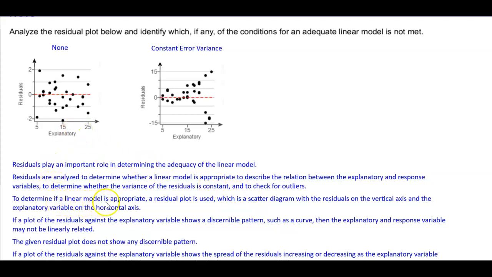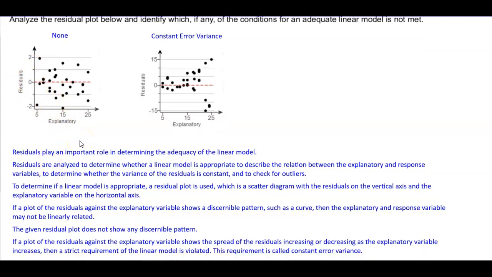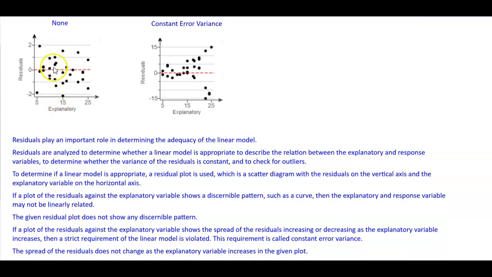To determine if a linear model is appropriate, a residual plot is used, which is a scatter diagram with the residuals on the vertical axis and the explanatory variable on the horizontal axis. If a plot of the residuals against the explanatory variable shows a discernible pattern, such as a curve, then the explanatory and response variable may not be linearly related. The given plot here to the left does not show any discernible pattern.